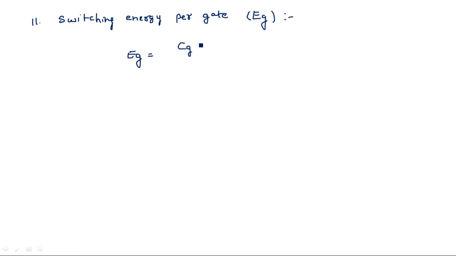Coming to the next one, switching energy per gate. Switching energy per gate is easy. EG can be expressed as CG into VDD square by 2.